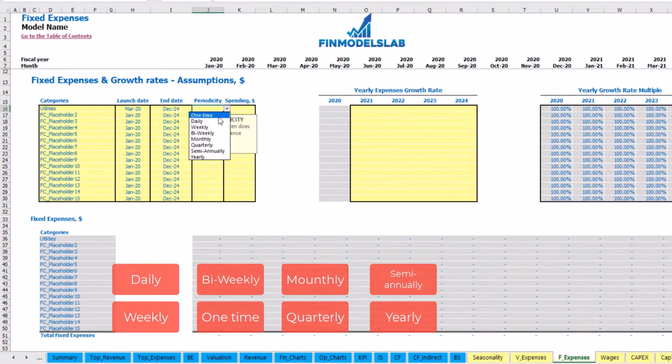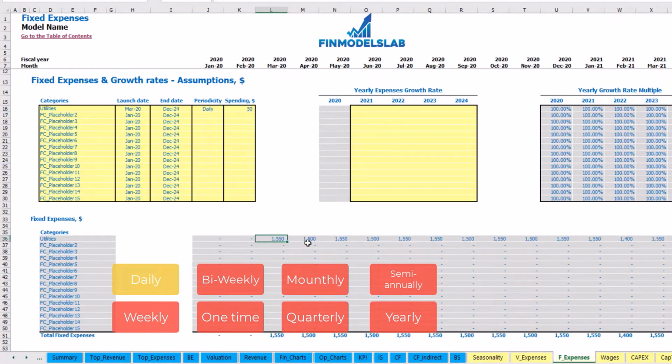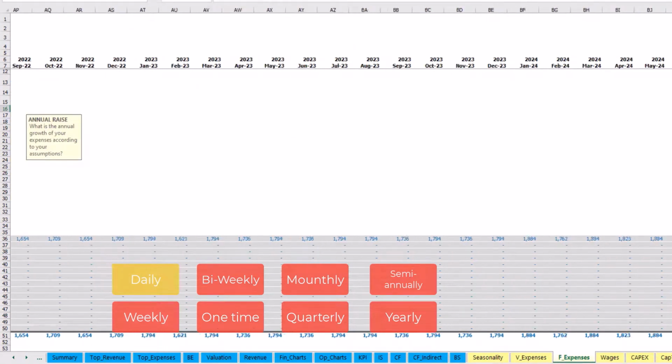Let's pretend periodicity will be daily with an amount of $50 per day. So you may see these amounts in here. It is calculated based on the count of days within this month. So obviously in March 20 you have 31 days, that's why you will have $1,550. In April you have 30 days, which means this will be $1,500. Also, you have the ability to input some growth rate year over year. Once you input this growth rate, you will see that your utilities will grow over the years.